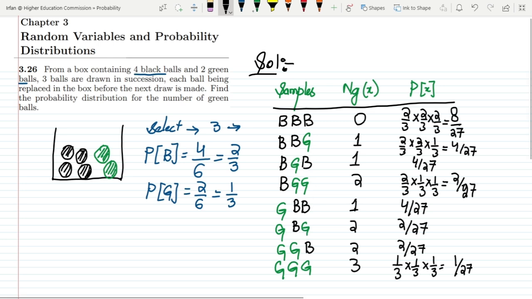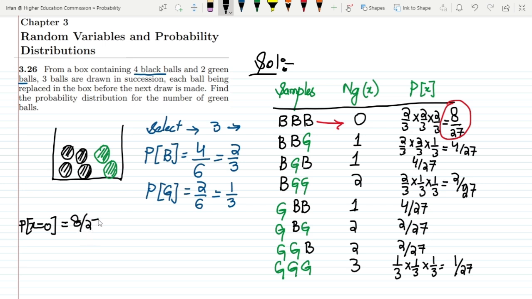So now writing the probabilities for the different numbers of green balls we can have here. Let me write the probability of x equal to 0, or the number of green balls equal to 0. The probability of it is already given, and that is only a single item, and for it the probability is 8 by 27. Similarly for the probability that x is equal to 1.